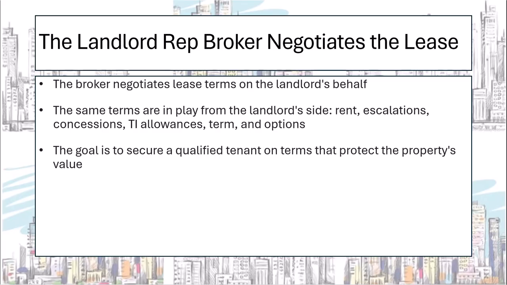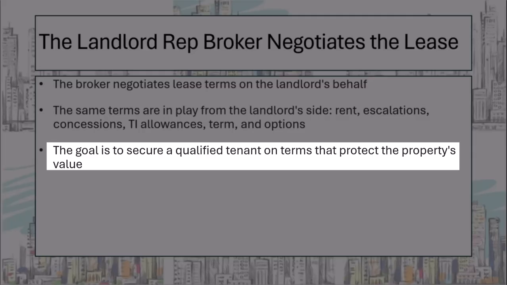The landlord must also consider the quality of the tenant. A tenant offering a high rent may not be attractive if the business has weak credit or a high risk of default. The landlord broker's goal is therefore not necessarily to obtain the highest possible stated rent. The broader objective is to secure a qualified tenant under terms that provide dependable income and protect the owner's investment long term.